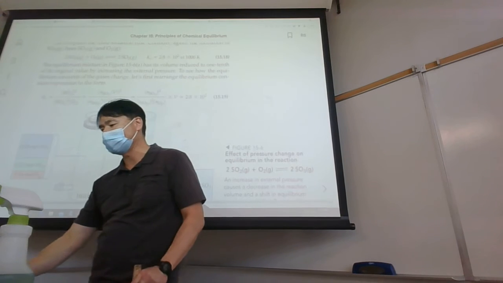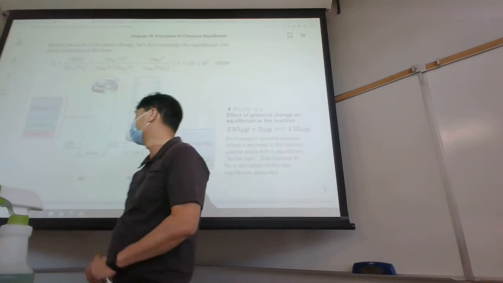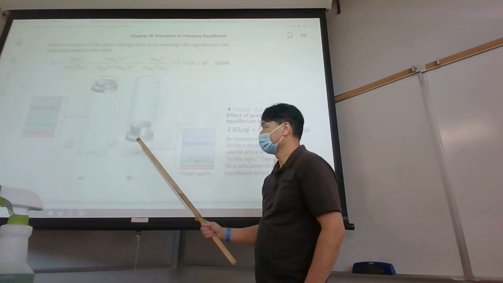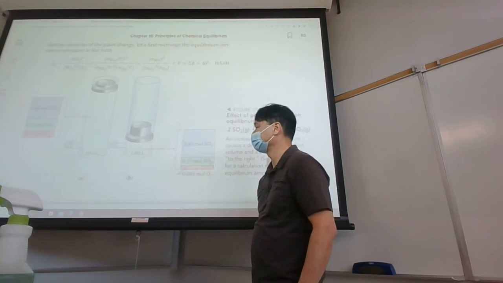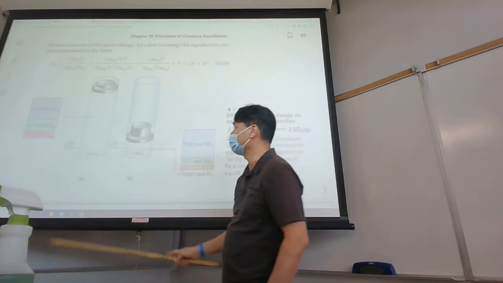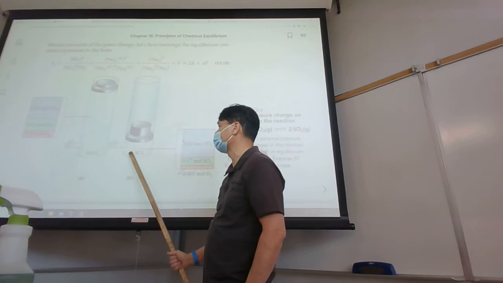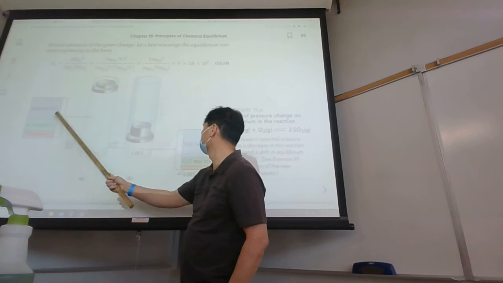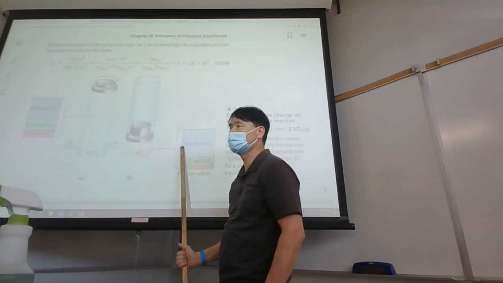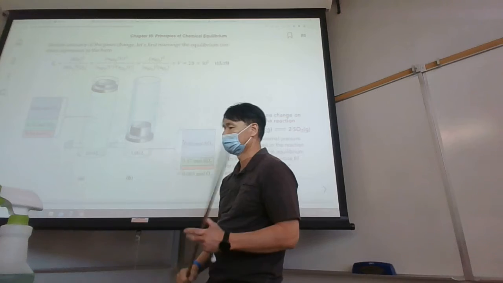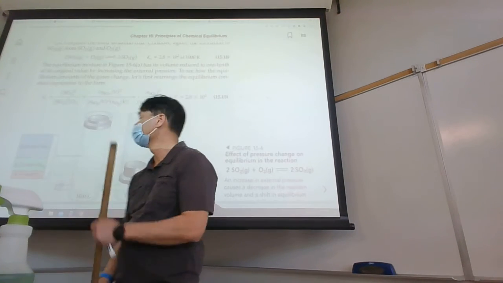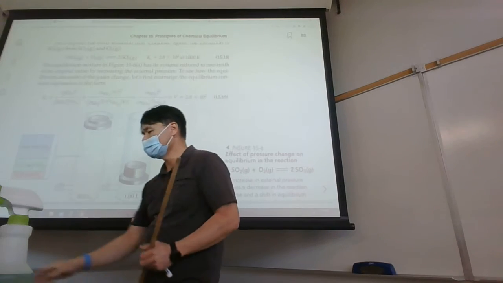And we're going to get a shift right. And so here I'm going from 10 liters to 1 liter. And so the pressure is increasing tenfold, basically, or the volume is decreasing tenfold. And so it's going to favor the side with fewer moles of gas. The side with fewer moles of gas is SO3 or SO2 and O2? SO3. And so we're going to see a shift.